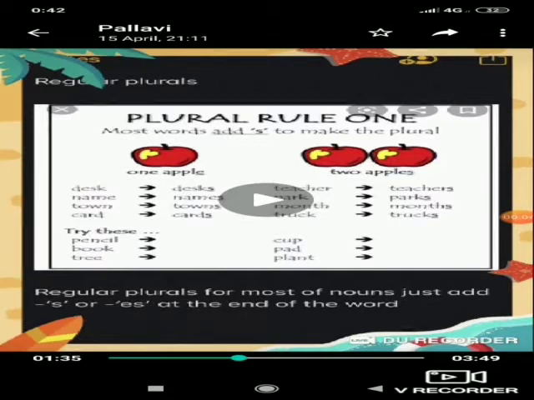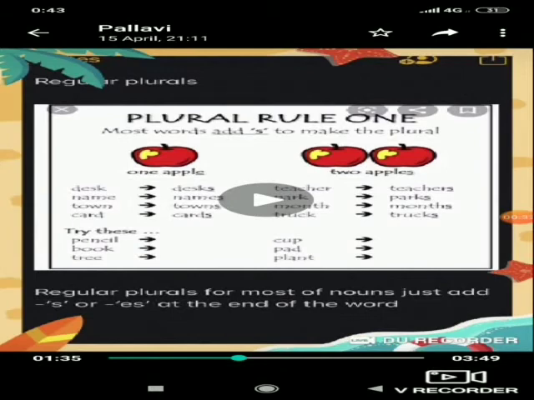For most of the nouns, we add s at the end of the word. Like as you can see, one apple, we add s, it becomes two apples. One desk, many desks. One teacher, many teachers. One name, many names. One park, many parks. So, for most of the nouns, we add the letter S.